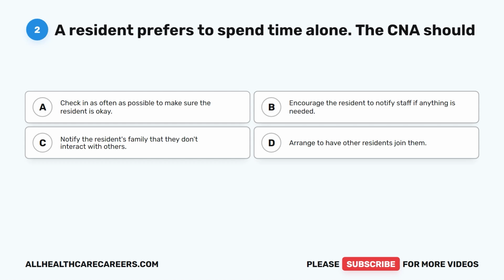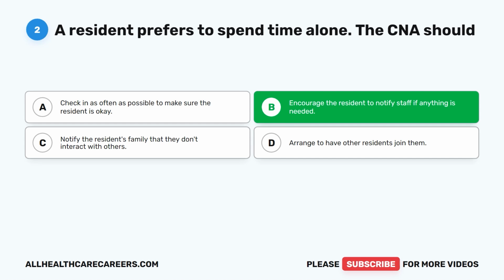Question 2. A resident prefers to spend time alone. The CNA should A. Check in as often as possible to make sure the resident is okay. B. Encourage the resident to notify staff if anything is needed. C. Notify the resident's family that they don't interact with others. D. Arrange to have other residents join them. The correct answer is B.